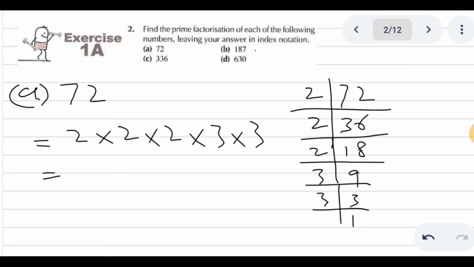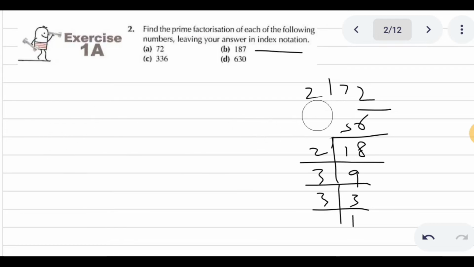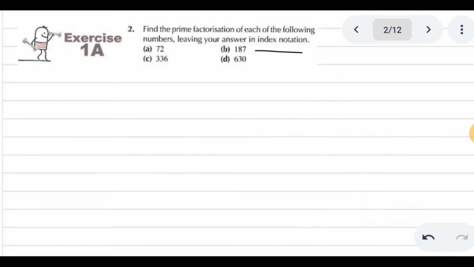Now we have to write it in index notation. So we sum up the powers: 2 raised to the power 3, and 3 raised to the power 2. So this is how we can determine the prime factors of a number using the division method and write it in index notation. Similarly, I am going to solve part D of this question, that is the number 630.